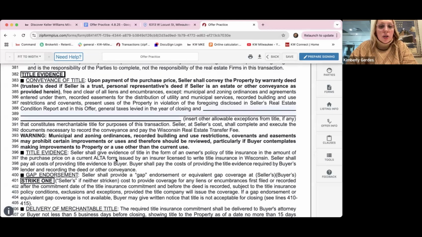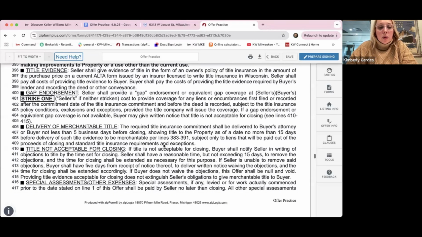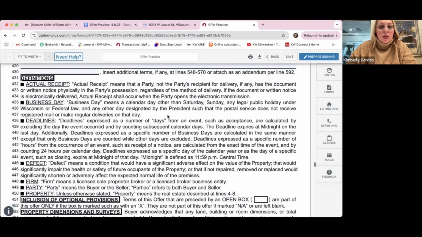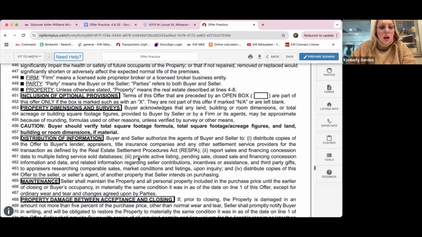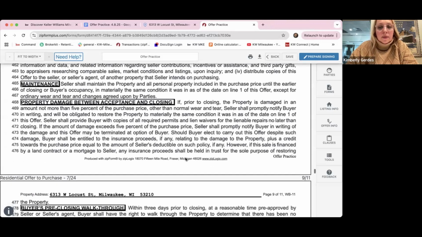There's some information here too about title and what title is, who pays for title, how it needs to be delivered. So please make sure you familiarize yourself with that. This is a lot of definitions on the next page. A quick highlight in terms of maintenance: it also states that the seller has to keep the property in the same condition that it was in as of the date of the offer, minus any normal wear and tear.